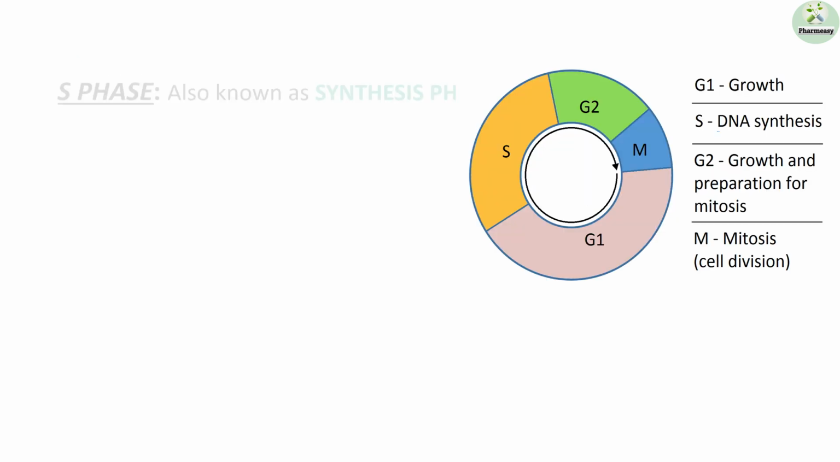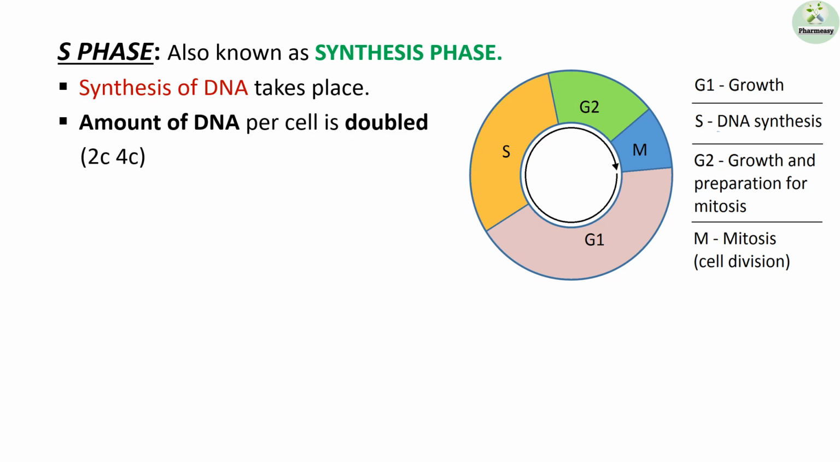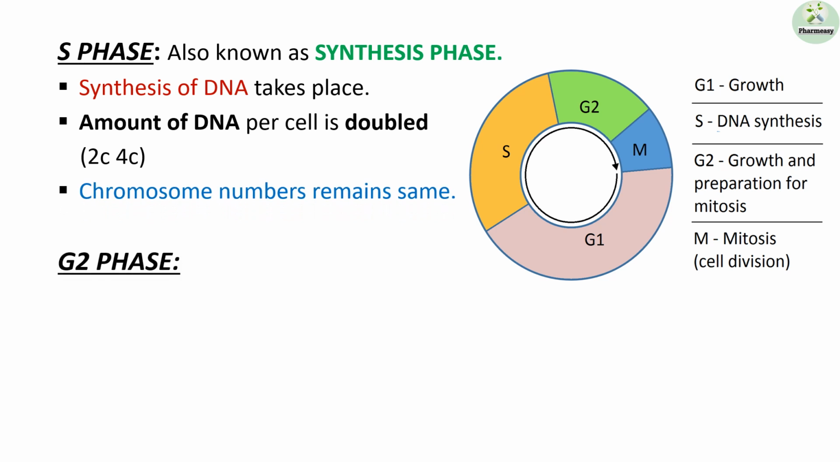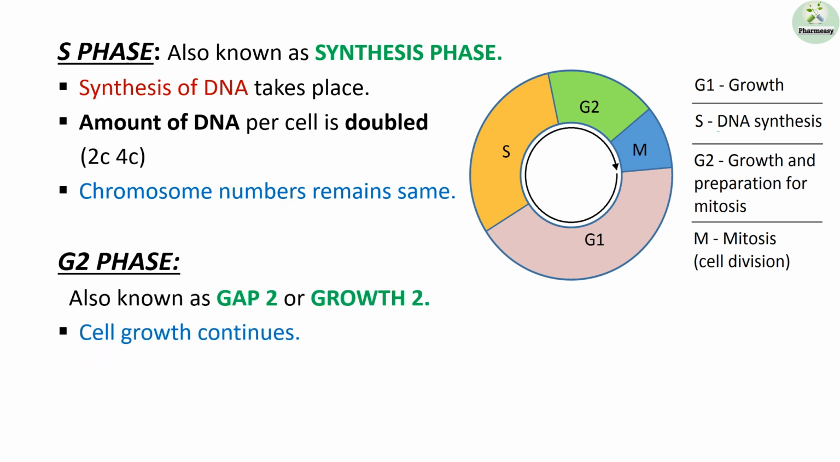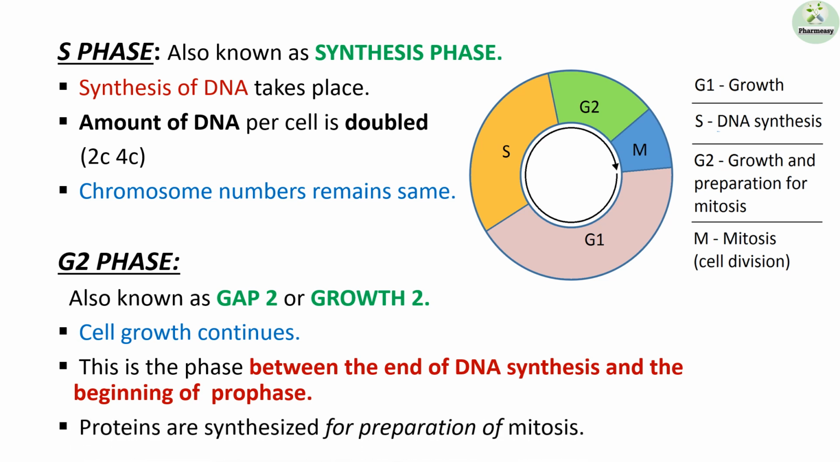S phase. It is also known as synthesis phase because synthesis of DNA takes place and amount of DNA per cell is doubled but chromosome numbers remain same. Last phase of interphase is G2 phase. In this, cell growth continues, and this is the phase between end of DNA synthesis and the beginning of prophase. Proteins are also synthesized for preparation of mitosis.